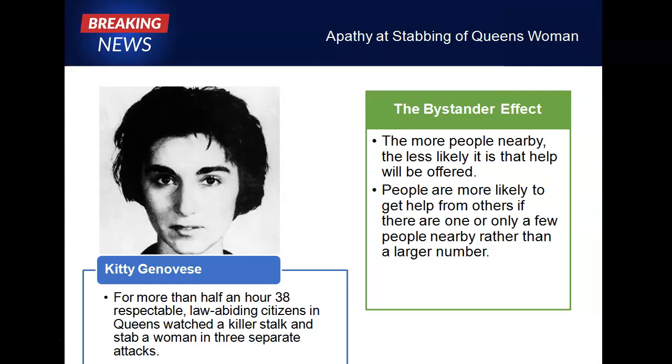And I believe it took about 30-ish minutes, if I recall correctly, for even the police to be called. Because since there were so many people around, everyone assumed that someone else was calling the police, that someone else was going to interact. They weren't responsible for it. And unfortunately, Kitty Genovese died because of this. Even though so many people could hear her being under attack, no one went to help her because everyone thought that someone else was going to do it.